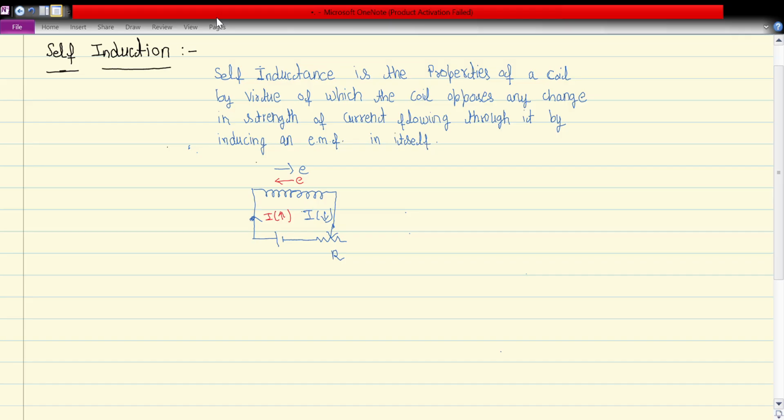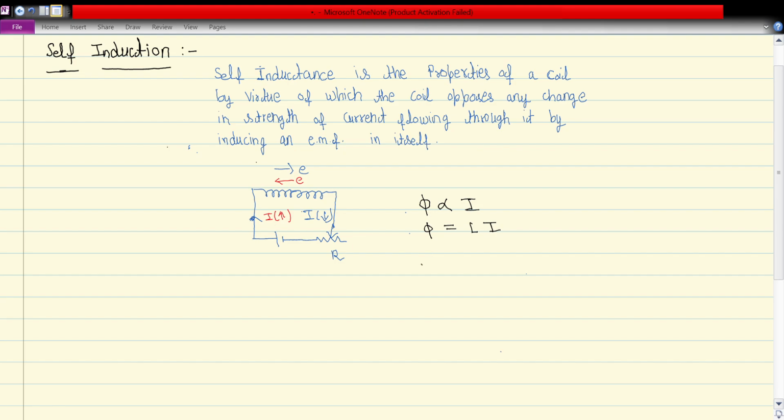When current flows, an EMF is induced in the coil itself. If I increases, then the EMF is induced in the opposite direction. If I decreases, then the EMF is induced in the same direction. So from here we get that flux phi is directly proportional to I, so we can write phi equal to L into I.